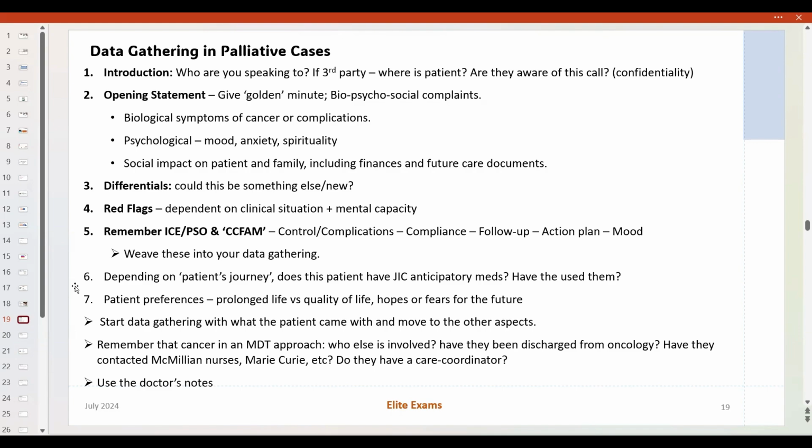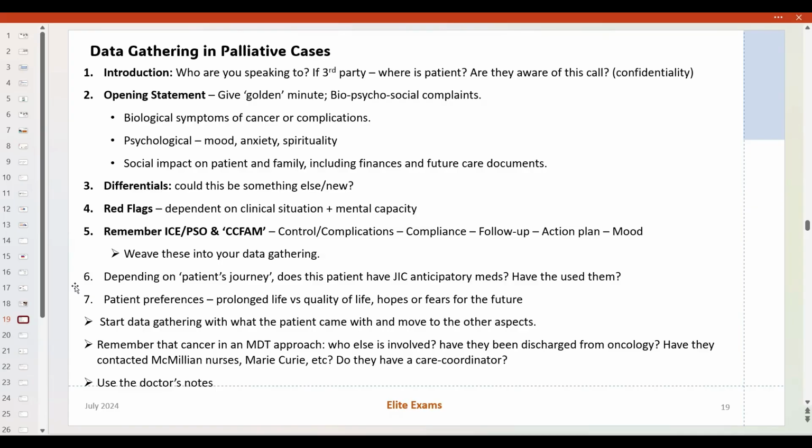Do they prefer, the patient may say, oh, I'm worried about having pain and I want the quality of life to be as optimum as possible. So the patient is opting for quality rather than prolongation of life, or their hopes and fears for the future. Because if you don't ask these questions, your goal for your clinical management will be lacking because you have not really done anything that's patient-centered.